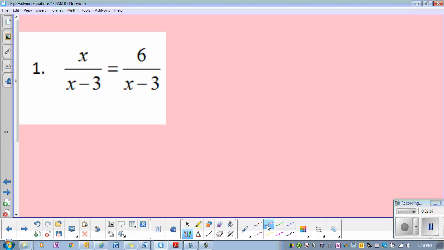All right, guys. So first off, what is my LCD? X minus 3. And I know that because, look, my first fraction and my second fraction, the denominators are the same. So I don't have to do anything special. This is just x minus 3. Okay. So then that means this one doesn't need anything, this one doesn't need anything, right? I don't have to multiply.